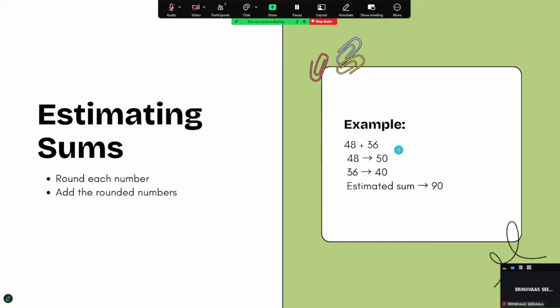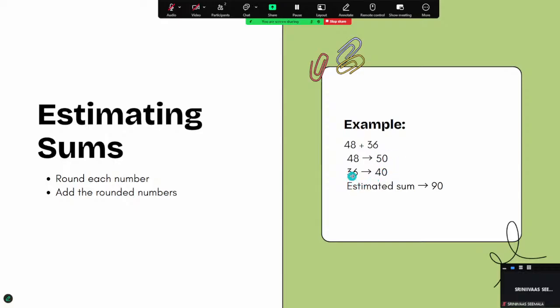So let's do an example here. I'll go through it with you. We have 48 plus 36. If you wanted to do this problem quickly, we will just estimate it. The first step is to round each number. So 48 rounded to the nearest 10 is 50, because remember, 8 is 5 or more, so we round up. The tens place increases by 1, which becomes 5, and the ones place becomes 0, so we get 50.